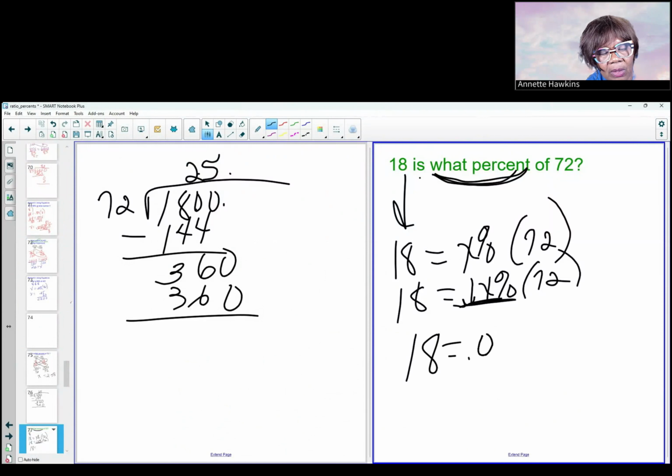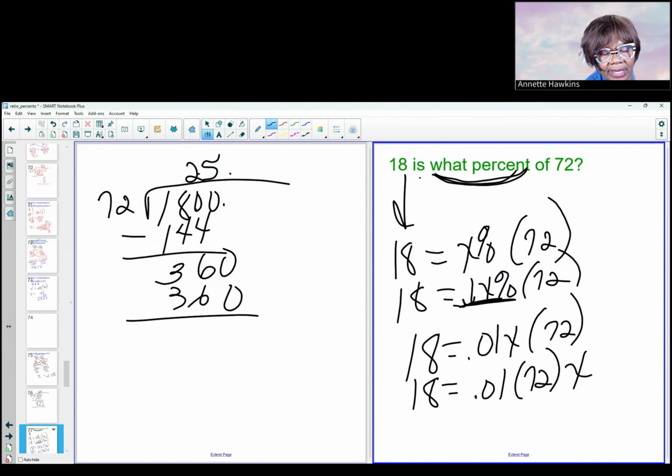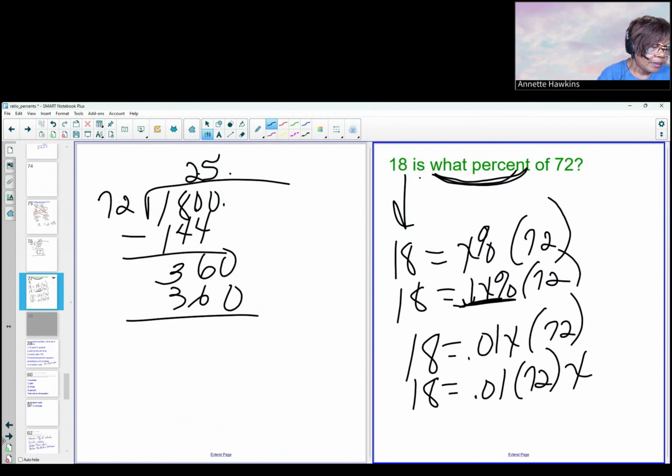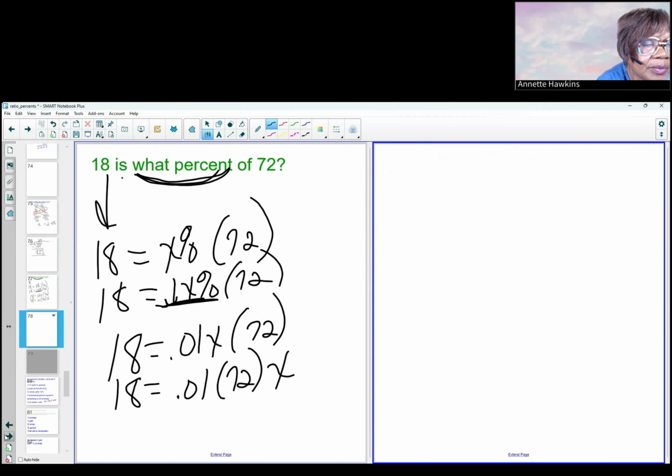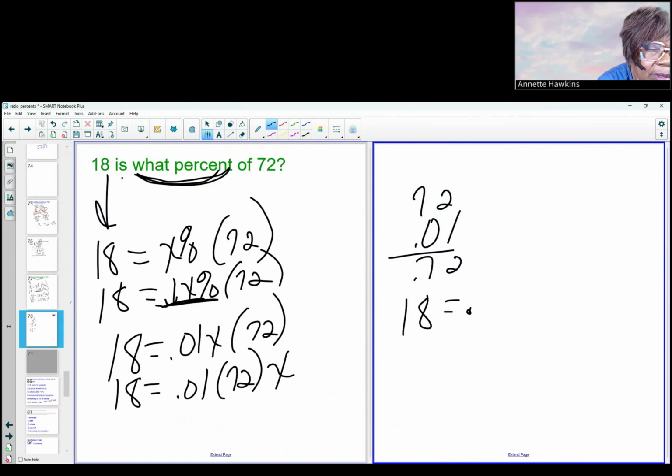18 equals 0.01x times 72. 0.01, okay? And then times 72, and then I put the x there, okay? 0.01 times 72. Let's see what that is. 72 and 0.01. That's 0.72. So 0.72x, okay? Now, we want to find x, so we divide by 72.